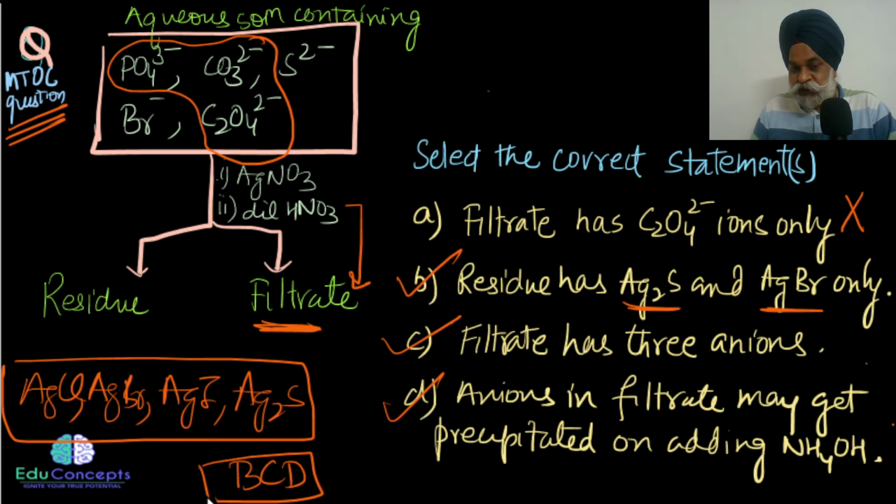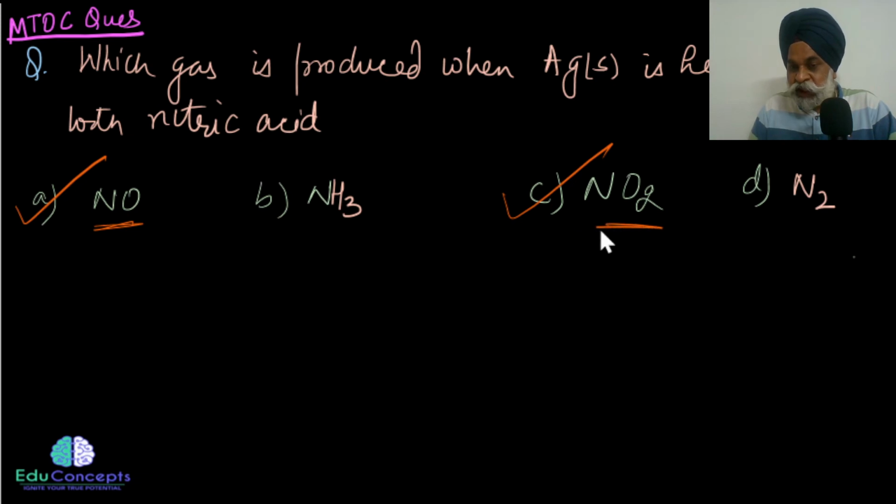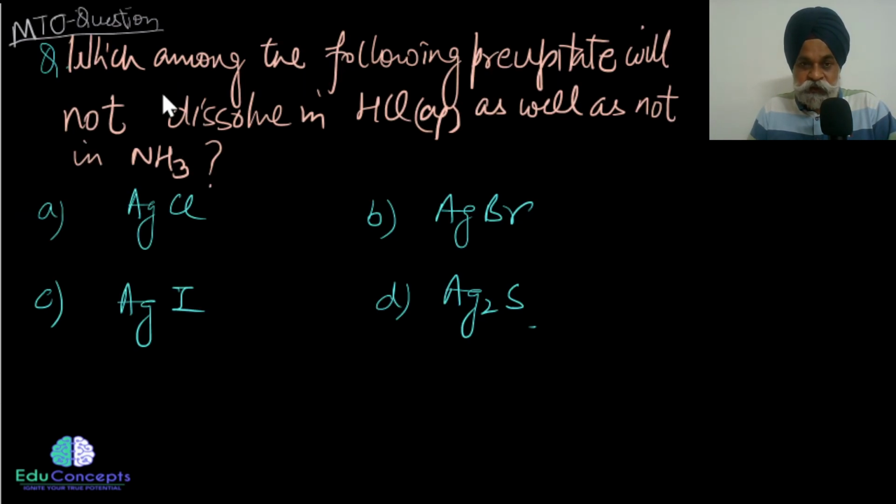Here the only thing which you always have to remember: halides of silver, leaving aside silver fluoride and silver sulfide, are insoluble in acidic medium. Coming on to the next problem. Which gas is produced when silver is heated with nitric acid? This we have already stated at length at the start of today's session, that it can be NO or NO2 depending upon the type of nitric acid taken, dilute or concentrated.